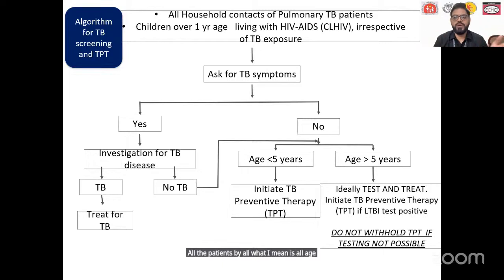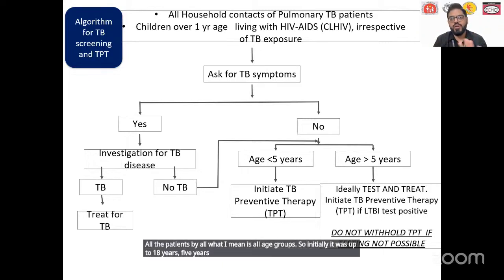So initially it was up to 18 years, 5 years under. It is all gone now. Even all the adults in the contact have to get TB preventive therapy. Okay, so that is one thing we have to bear in mind. Every contact has to get a preventive therapy.